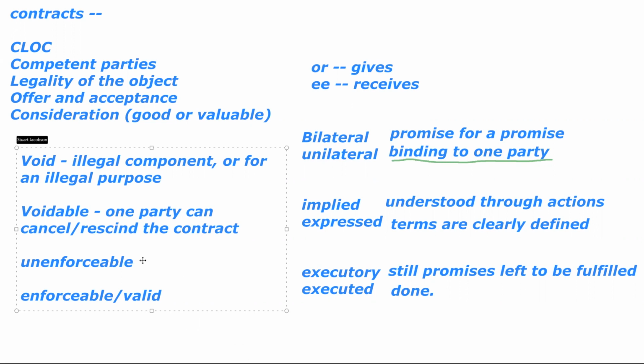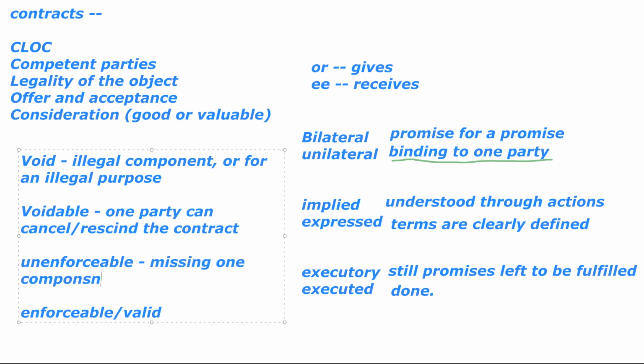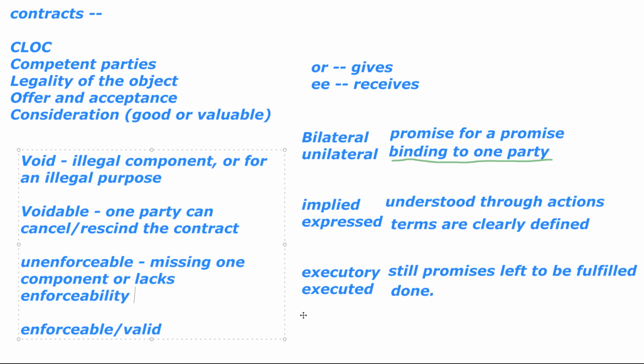Unenforceable. Now what we're going to do is get into something that is kind of in the weeds of things. So when I say that something is unenforceable, what I'm saying is this. It is missing one component, or it lacks enforceability. Now, what do I mean by that? Just let me explain, okay, before you sit there and start scratching your head.